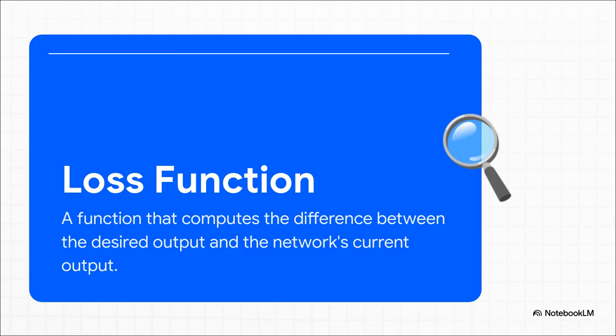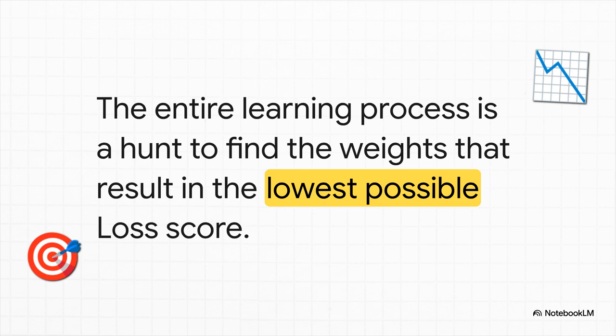Right, so every student needs a teacher, and for an AI, that teacher is something called the loss function. Imagine the network guesses, okay, I'm about 30% sure this picture is a cat. The loss function compares that to the right answer, which is this is 100% a cat, and then it spits out a single number, just one score that tells the network exactly how wrong it was. And once it has that score, the goal becomes incredibly simple. Get that number as low as you possibly can.